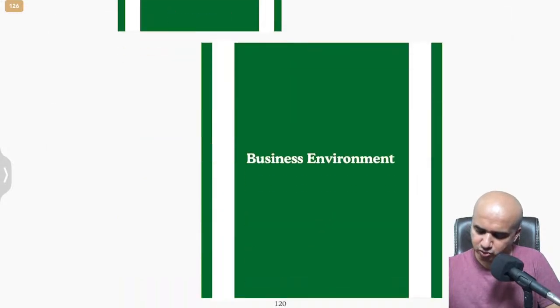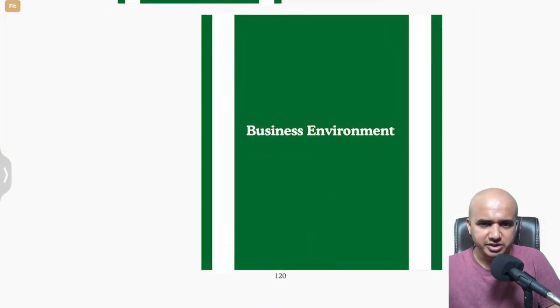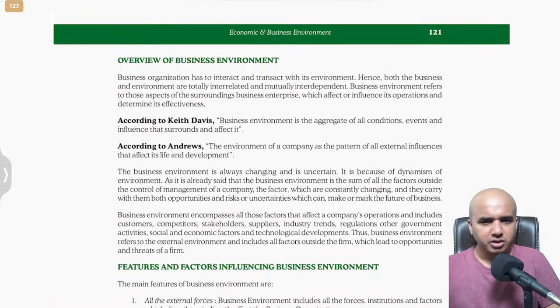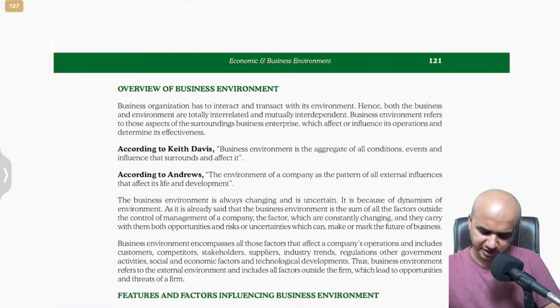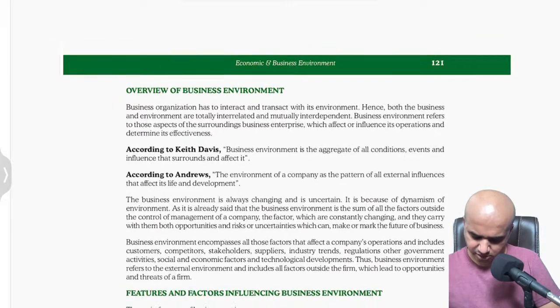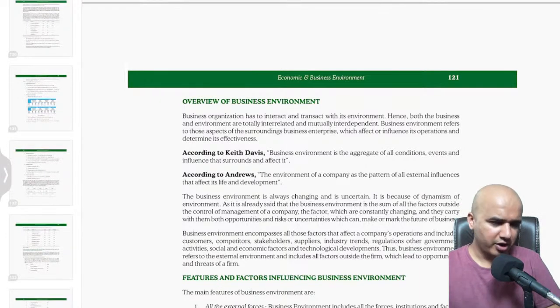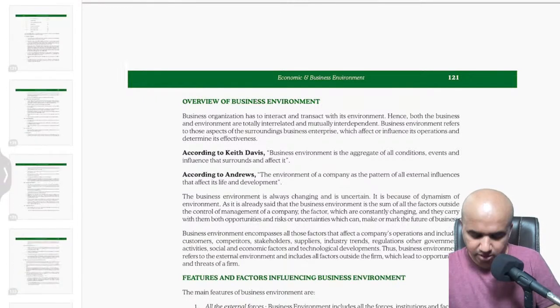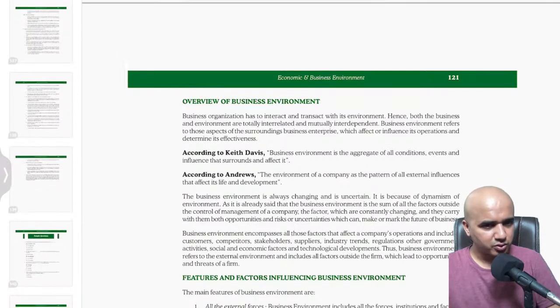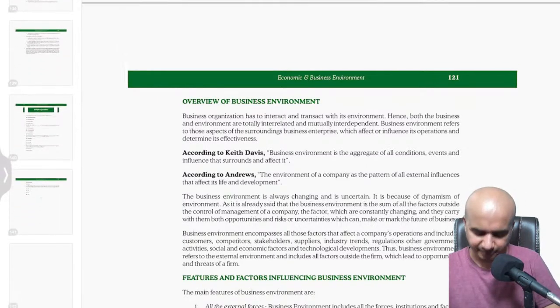Let's move on to lesson 7, which is business environment. What I will do is I will keep this for the next class. Let's see how much is there in business environment. We are done with economics. As I have already mentioned, I have just skimmed through the syllabus. Otherwise there is no way we can cover everything in such short time. If you want detailed lectures, please go to our website. It is there.